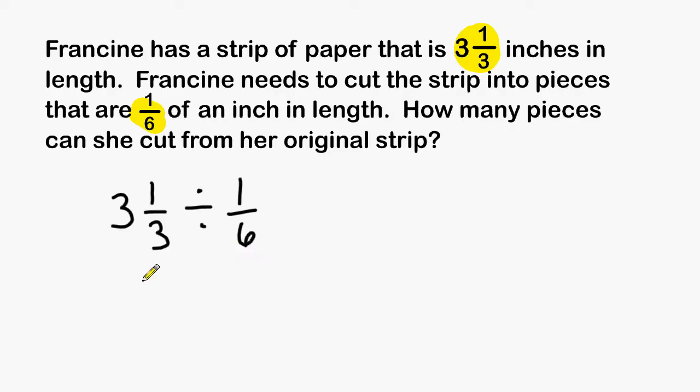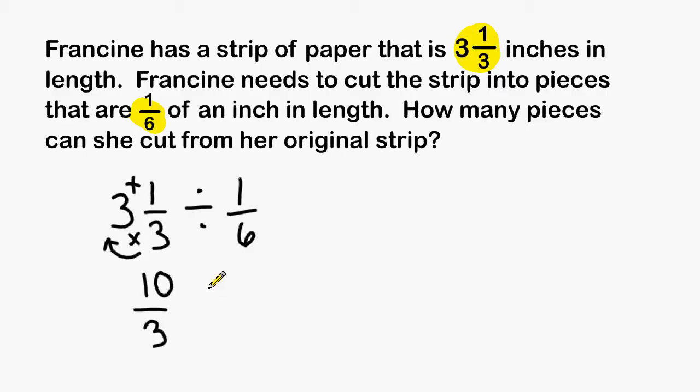If you have a mixed number, we must rename that mixed number as an improper fraction. The denominator of your mixed number, which in this case is a 3, will always remain the same. What we must do next is multiply that denominator by our whole number, and 3 times 3 is 9, and add that total to your numerator, and 9 plus 1 is 10.